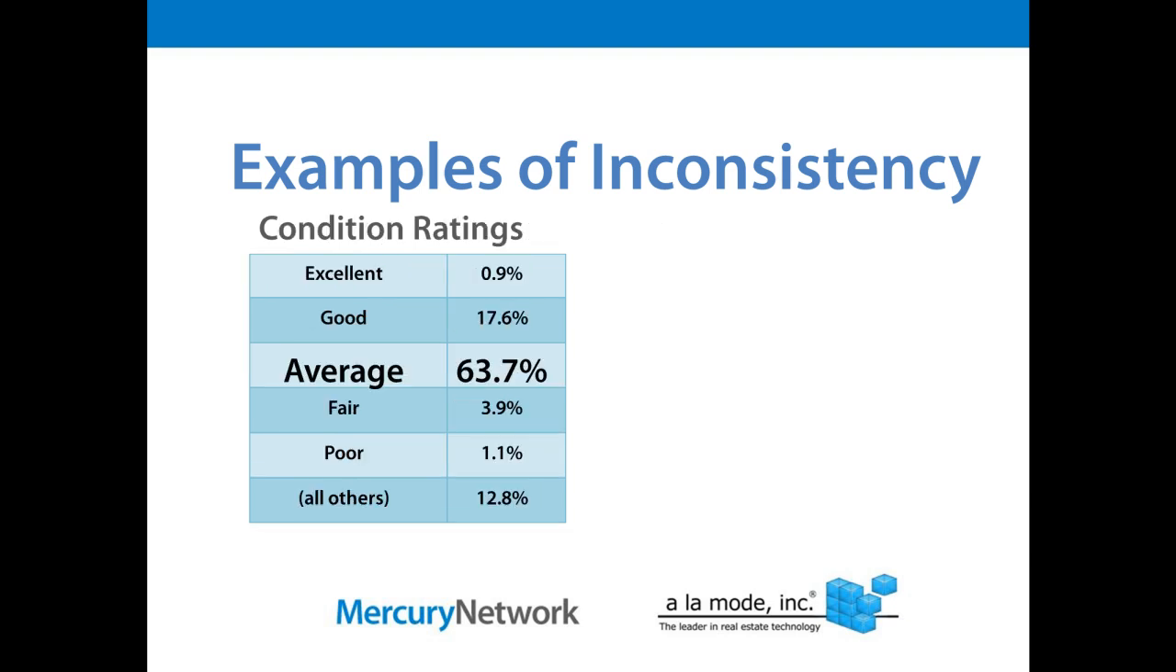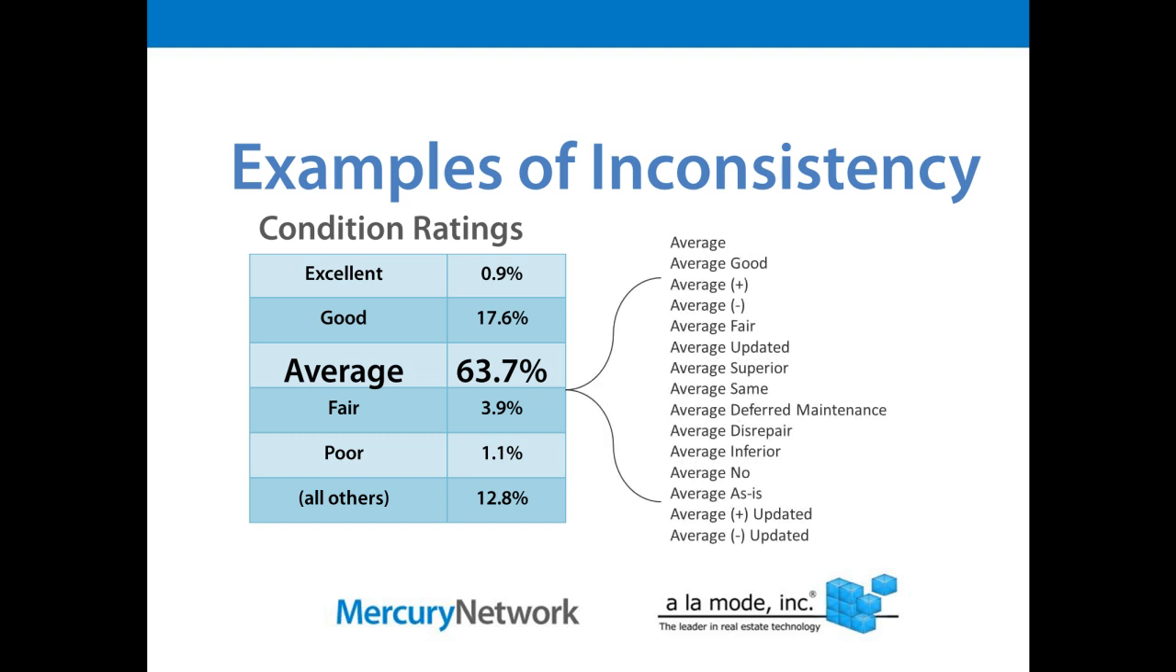The other side of it is the condition ratings. As you notice, 63.7 percent of the time the answer that was given for the condition ratings was average. Well, the problem that you're talking about, again, you'll have the modifiers, so average is going to have average superior, average same, average as is, and a lot of these other modifiers, including plus and minus signs. So all of this data, again, doesn't show any consistency over all of the products.